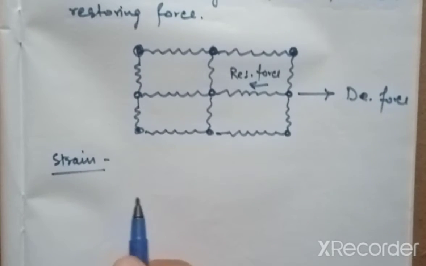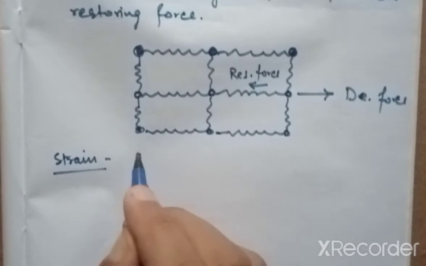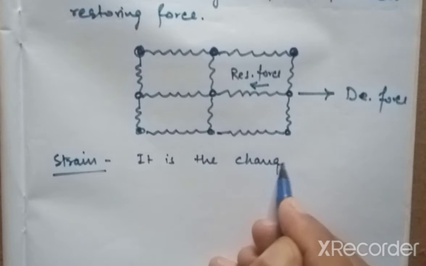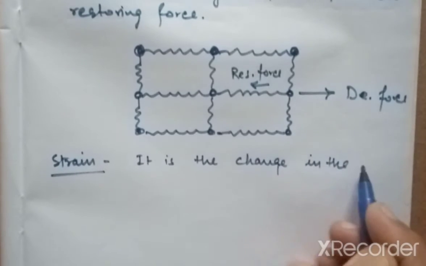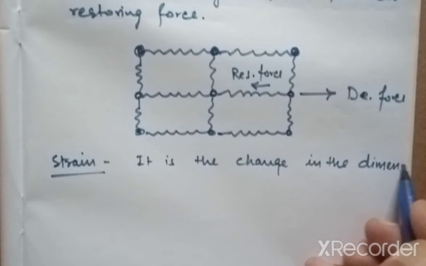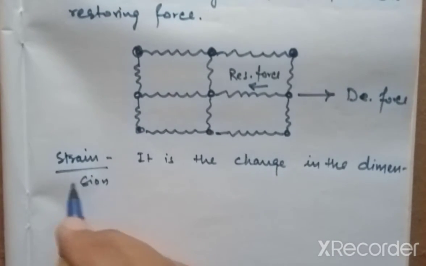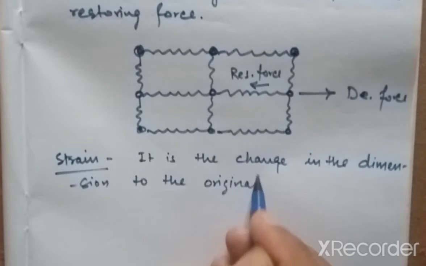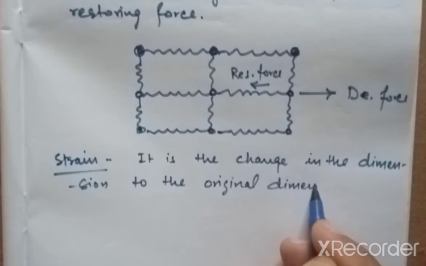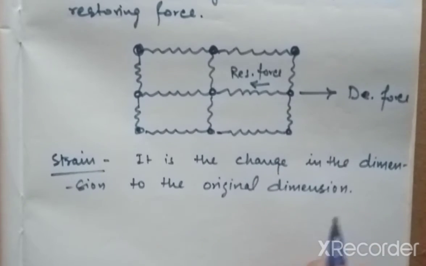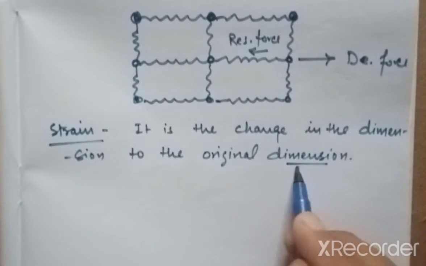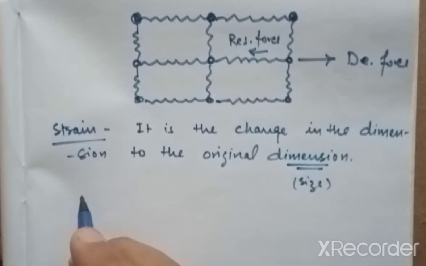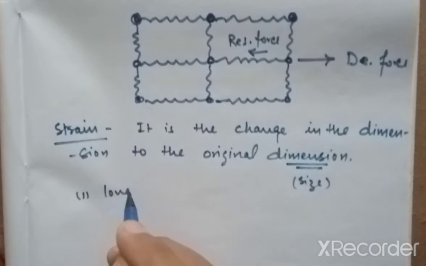What is a strain? Let us see it. It is the change in the dimension to the original dimension. Now here dimension means the size. So therefore there are three kinds of strain. The first is longitudinal strain.